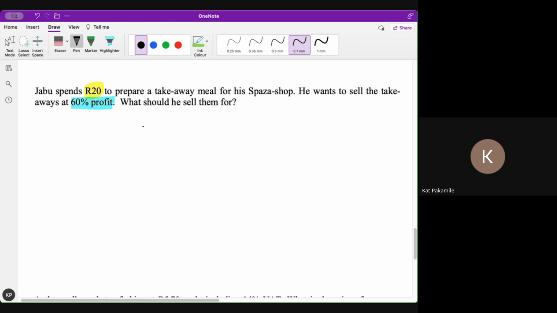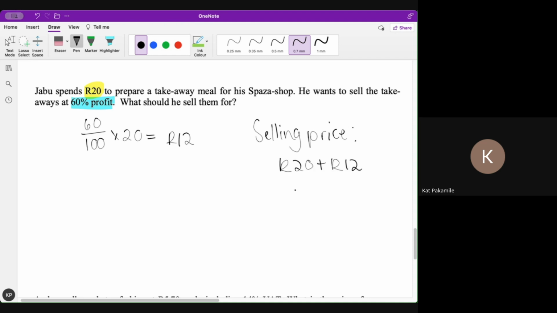Okay, guys, so how do we go about doing this one? So we find 60% of 20, and how much would that be? 60% of 20 rands, and that is 12 rands. So then to find my selling price, what am I going to do with that 12 rands? I'm going to say 20 rands plus the profit that I am looking for, which is 12 rands, and that's going to give us 32 rands.